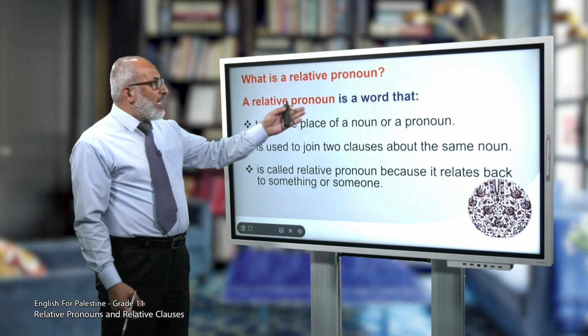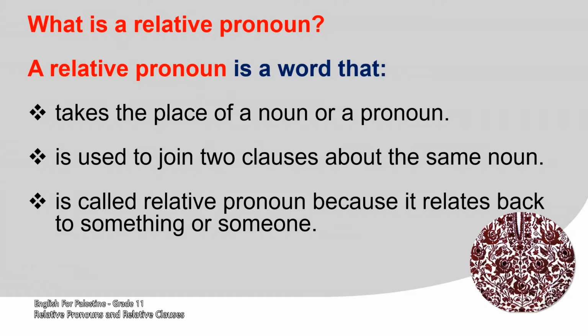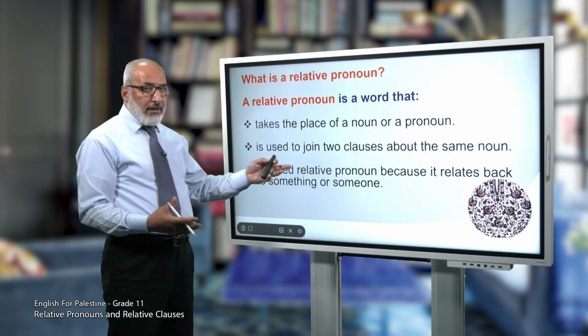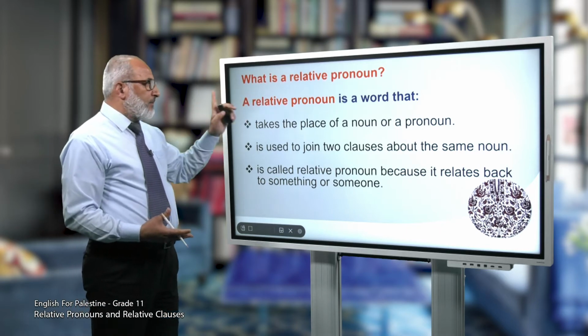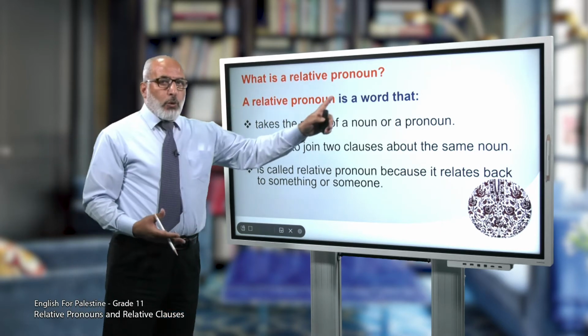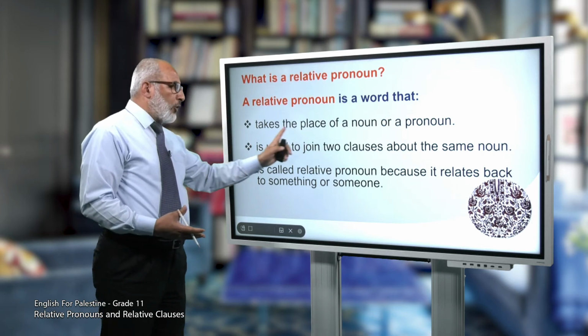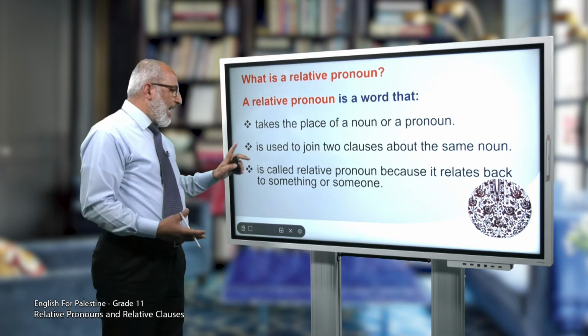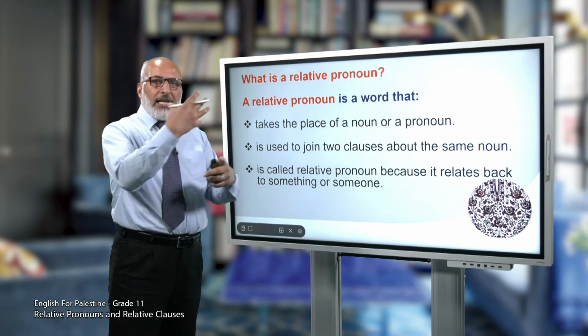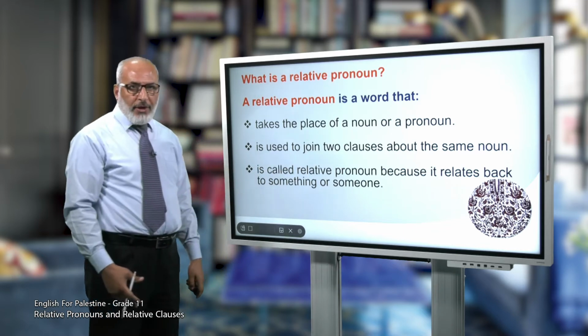A relative pronoun is a word that takes the place of a noun or a pronoun. It is used to join two clauses about the same noun, and it is called a relative pronoun because it relates back to something or someone. Again, a relative pronoun takes the place of a noun or a pronoun, joins two clauses together, and is called relative because it relates back to something or to someone.